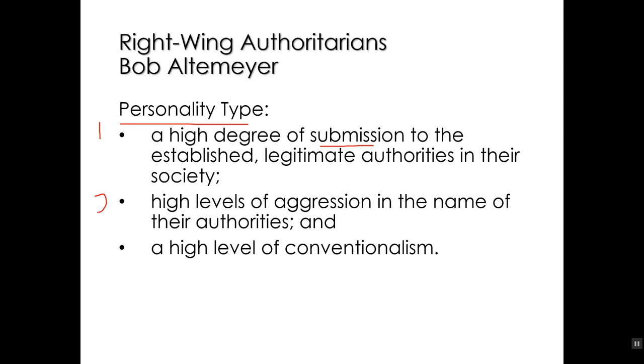The second is high levels of aggression in the name of the authority. That is, this personality tends to want to aggress against outgroups. They'll do that very easily, and they will also do it very easily in response to calls from their leaders. And then finally, the third is a high level of conventionalism. That is, right-wing authoritarians feel that they are normal or traditional, and everyone else is wrong or abnormal.